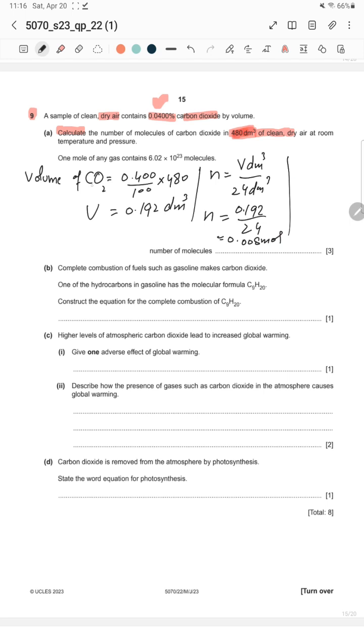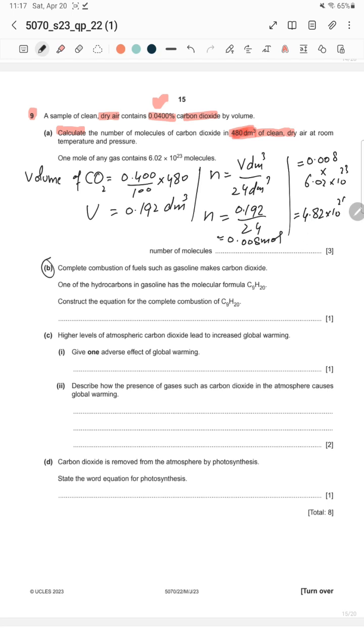Now number of molecules, how can we find out? By multiplying moles with Avogadro's number. So it will be 0.008 multiplied by 6.02 cross 10 raised to power 23. So the final answer will be 4.8 multiplied by 10 raised to power 21.